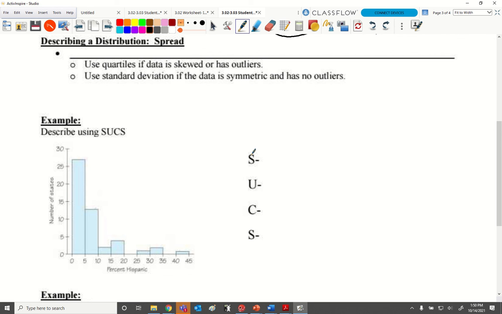So it is skewed to the right. All right, skew right. U. What did U stand for? Anything unusual here? Not really. Okay, so I'm going to say none on this one.